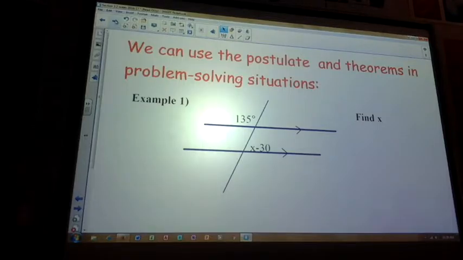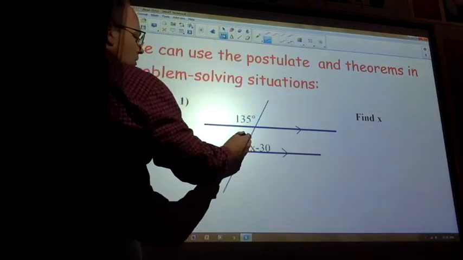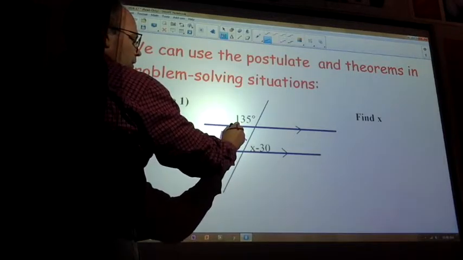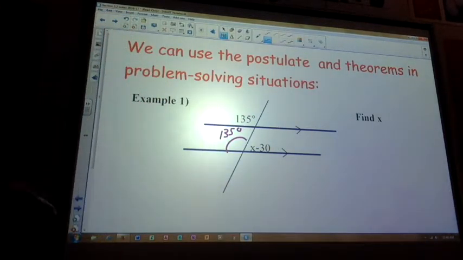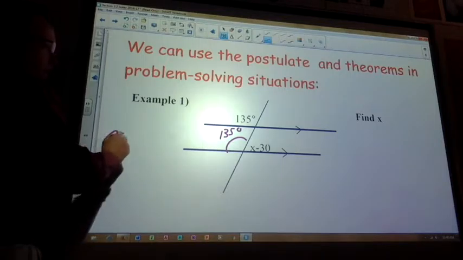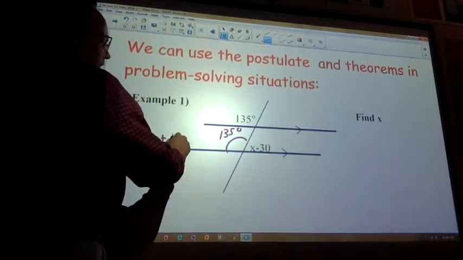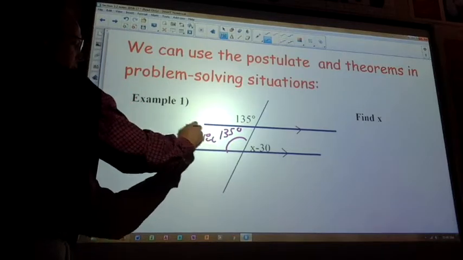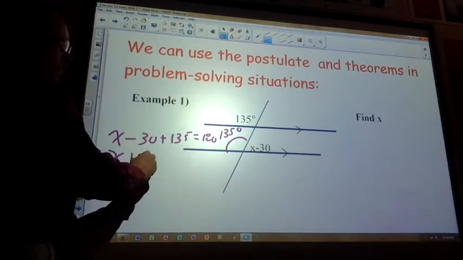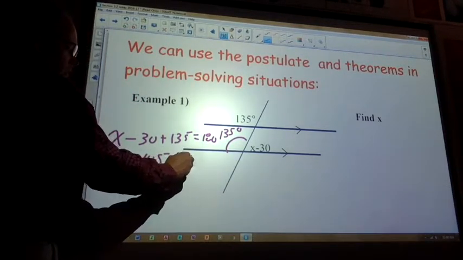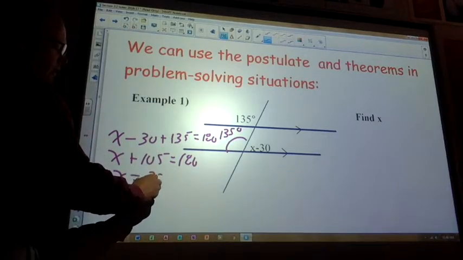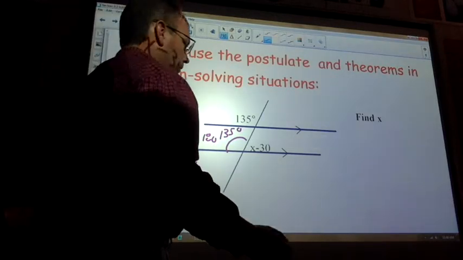Find x. What kind of angles might we have? It is kind of a linear pair. Why can we say it's a linear pair? We could state this is 135 degrees because they told us lines are parallel. We have corresponding angles. And then we can go x minus 30 plus 135 equals 180. So that gives us x plus 105 equals 180. So x equals 75 degrees.